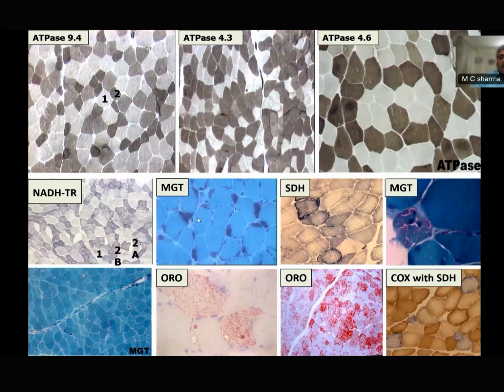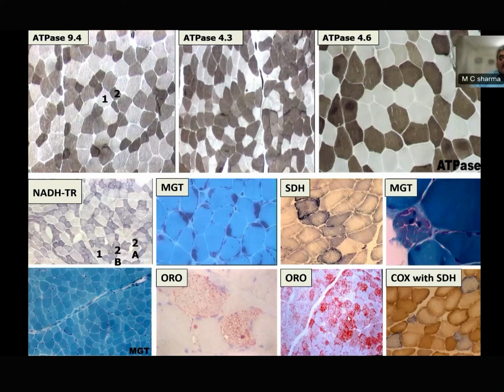And MGT, most of the time it should be red. For example, these are the ragged red fibers. This fiber appears red and appears as if it is rubbed off. So these are known as ragged red fibers. They are very, very classical for mitochondrial myopathy, but sometimes they can be seen in inflammatory myopathies. I will come to that.